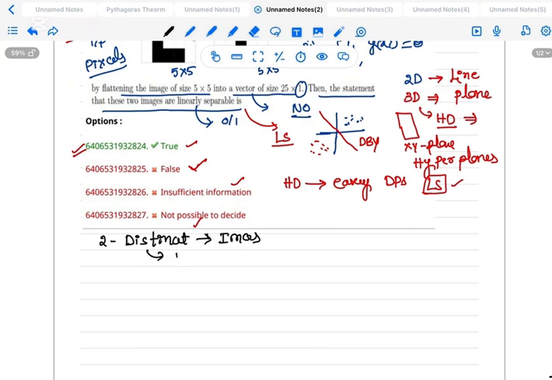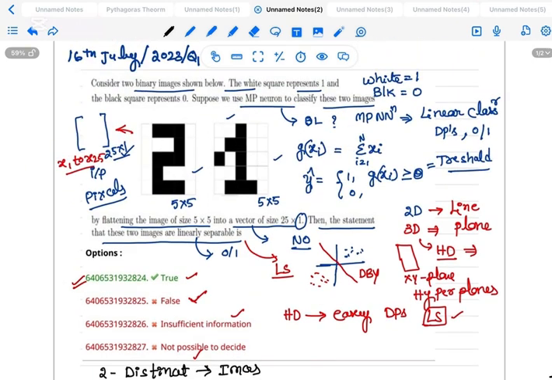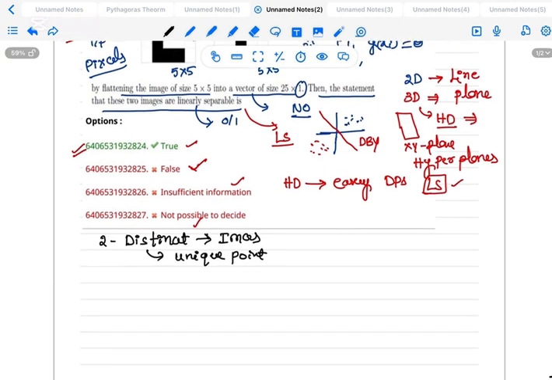So there are unique points. For example, in this image 2 has 1 2 3 4 5 6 like this. So different data points are black, and different data points, different pixels, are white. So these are different from image 1. Image 1 has 1 2 3 4 5 6 7 8 9. So total 25 points, 9 are black.